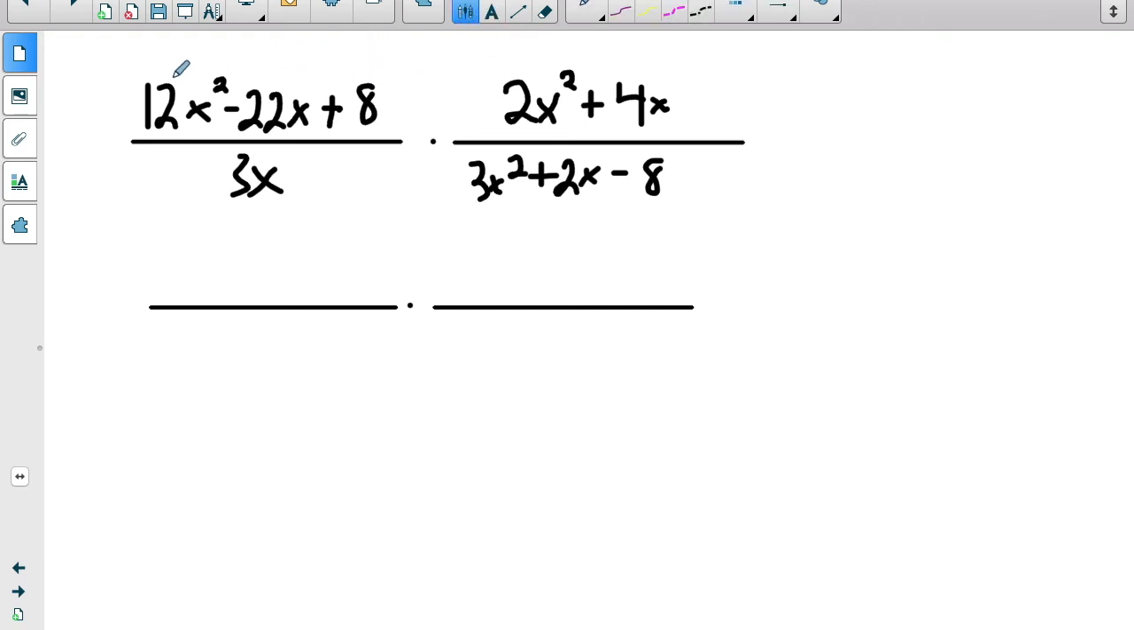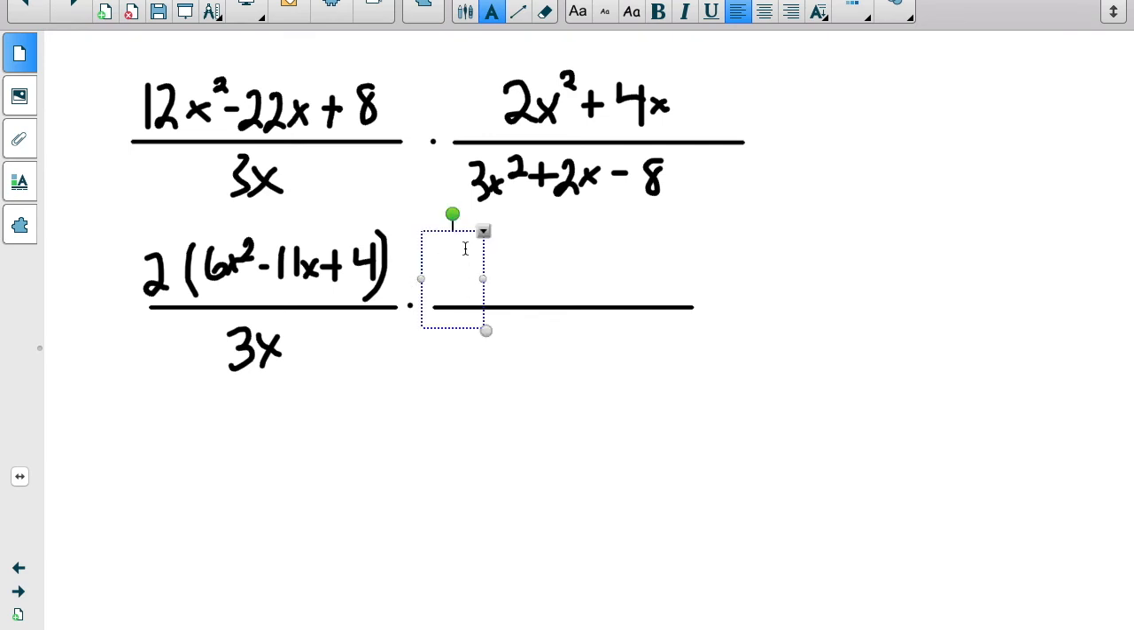And if I'm looking at this first one here, it's going to take a few steps to factor this. I notice that there is a greatest common factor of 2 that we can factor out. And if I factor it out, I'm going to be left with 6x squared minus 11x plus 4. It might be tempting to say that we could factor it by 4, but 22 is not divisible by 4. It's only divisible by 2, so we can only take a 2 out. 3x does not factor at all.